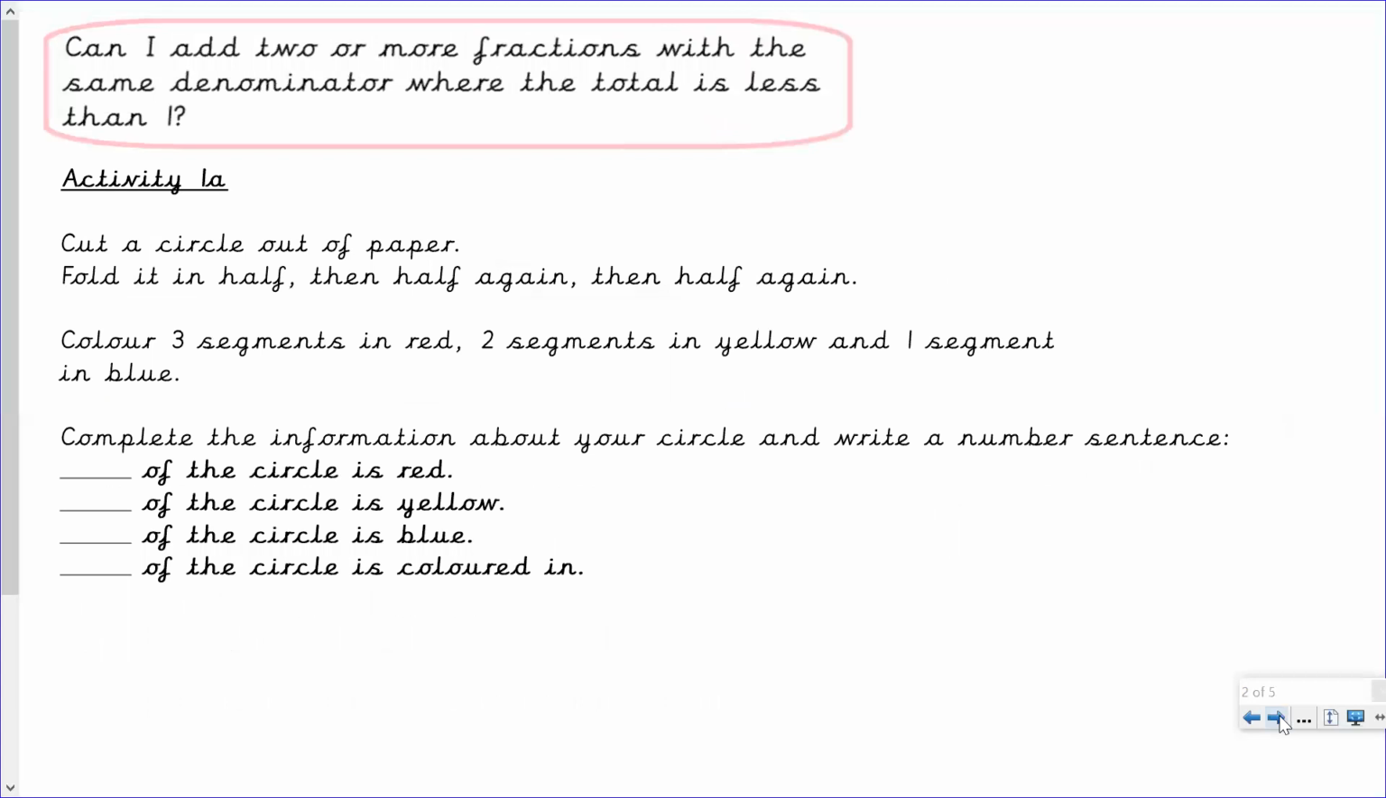Now that we've discussed this, can you pause the video and cut a circle out of paper? Fold it in half, then half again, and then half again. So you should be left with 8 equal parts. Then follow the rest of the instructions to follow activity 1. Play the video when you're ready.